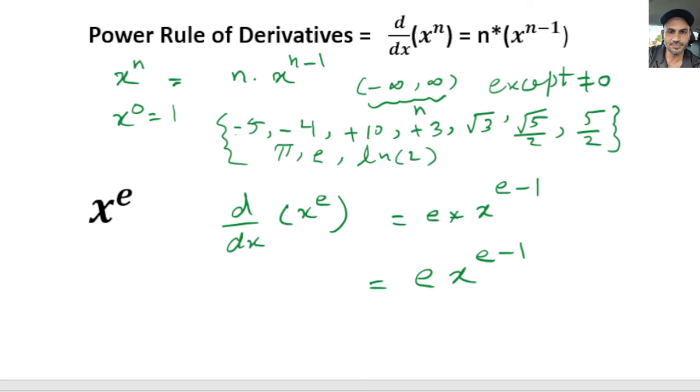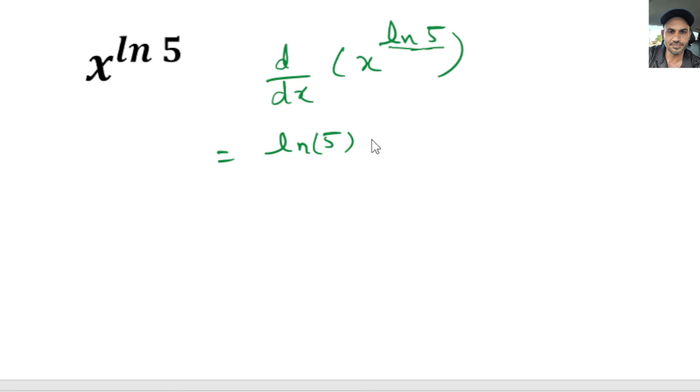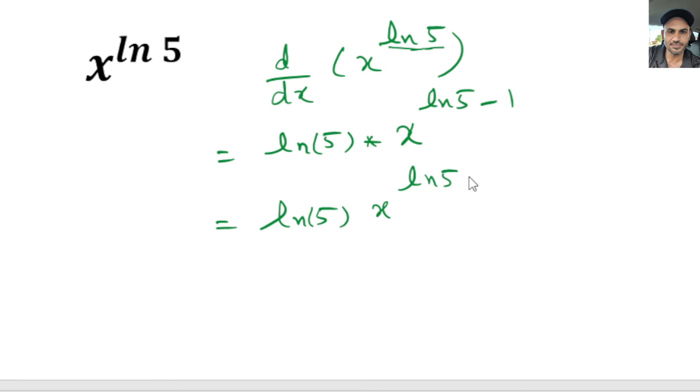Alright, let's work out another example. So we have x raised to the natural log of 5. We want to take the derivative of this expression, x raised to the ln of 5. Okay, now applying the power rule property, this exponent, which is ln of 5, comes to the front. Then it multiplies with this x term. And then we subtract 1 from ln of 5. So you have ln of 5 times x to the ln of 5 minus 1. So this is your final answer.